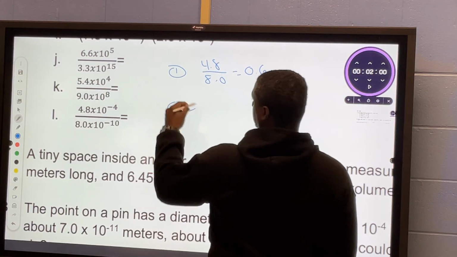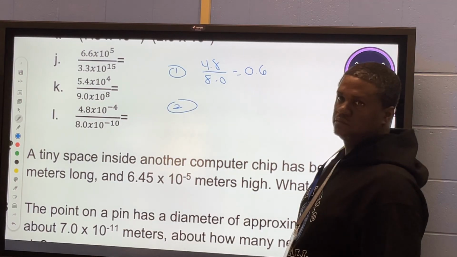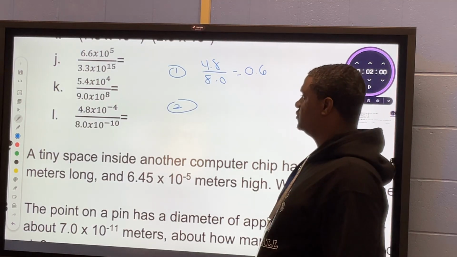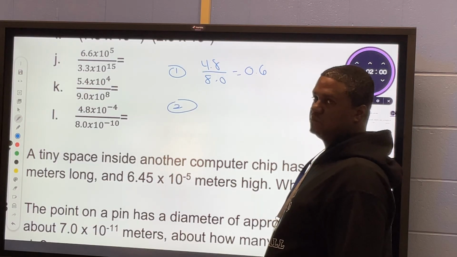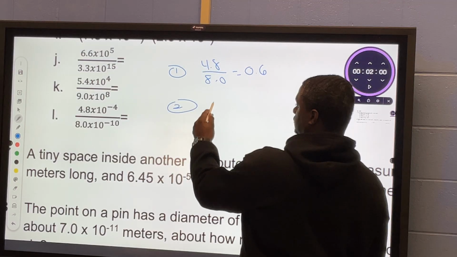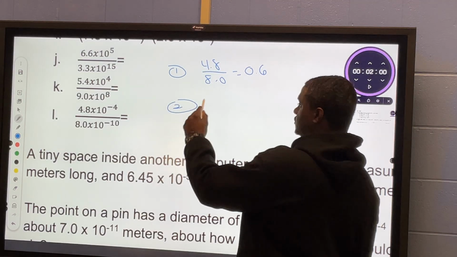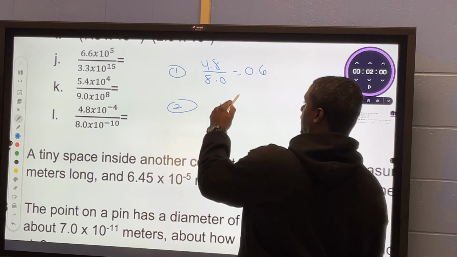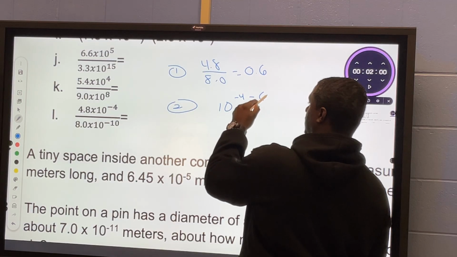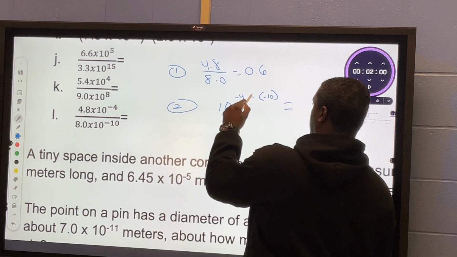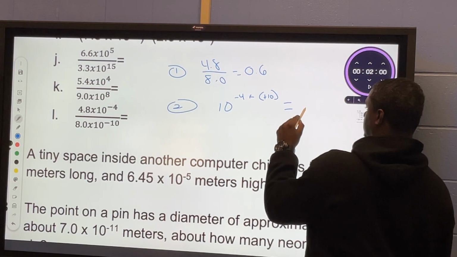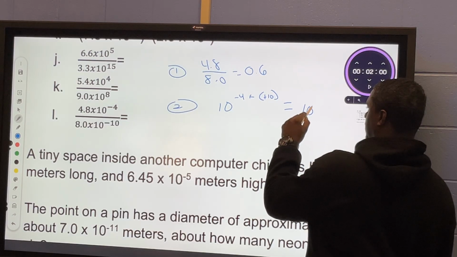Step 2. Subtract the exponents. It's a division problem. So 10 to the negative 4, minus negative 10. Keep, change. That becomes plus 10, which gives 6. So 10 to the 6th power.